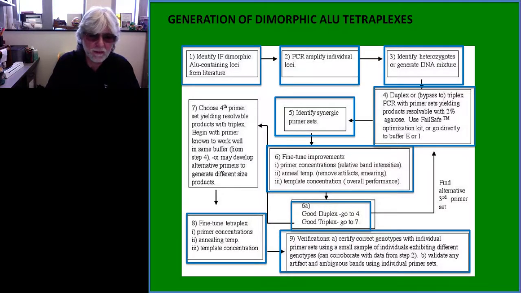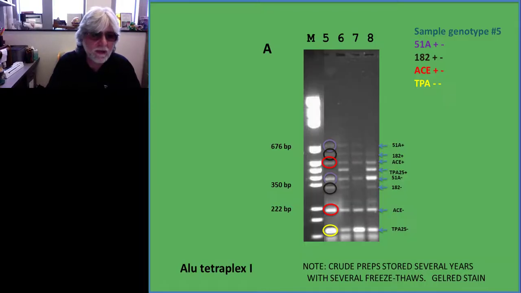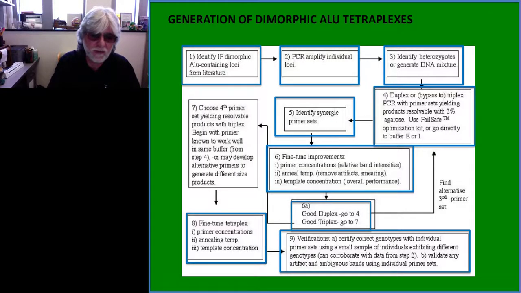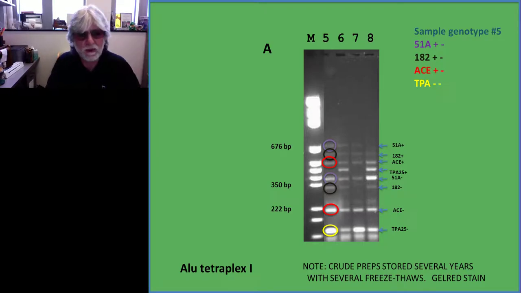Usually primer concentrations are a key thing. For one thing, band intensities can be different if it's heterozygous versus homozygous. And also the higher molecular weight bands usually are less intense than the low molecular weight bands. So these are things you have to consider when developing these tetraplexes. Oh, sorry, and it's a good idea to verify that these tetraplexes match up when you're just doing individual primer sets.